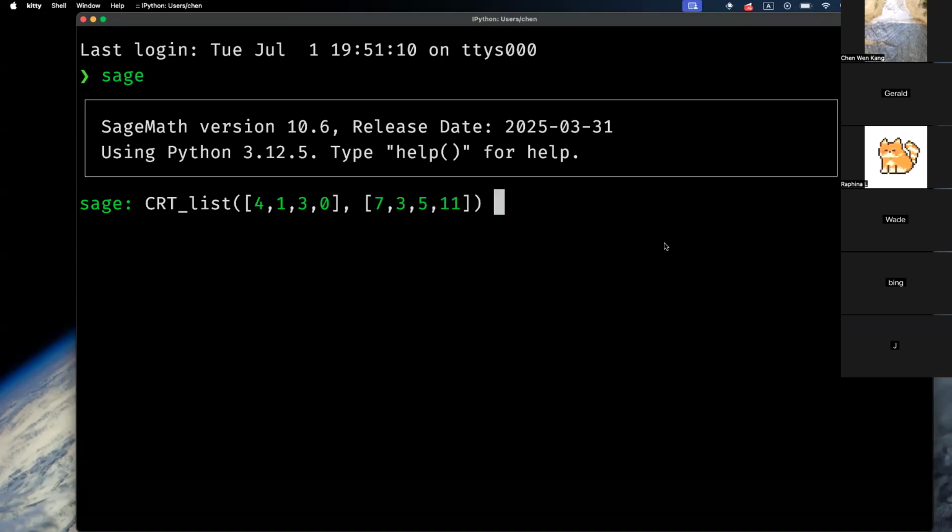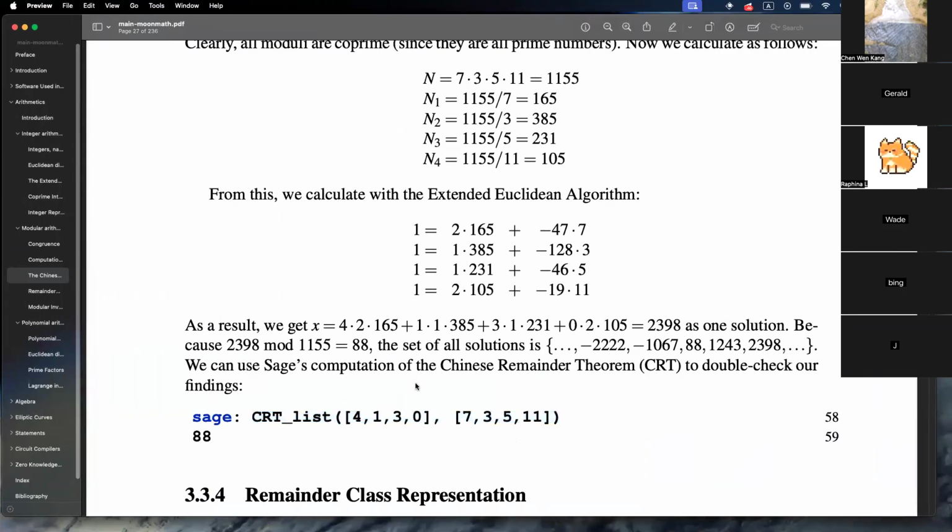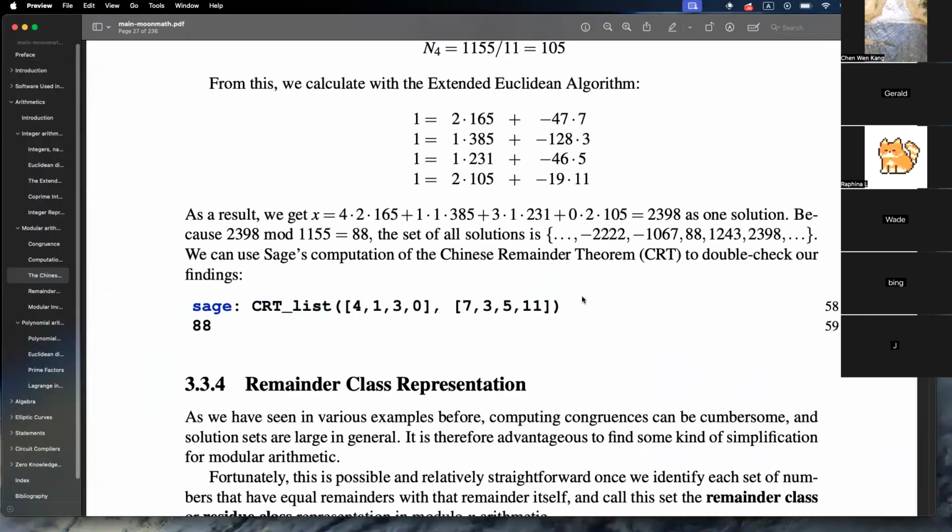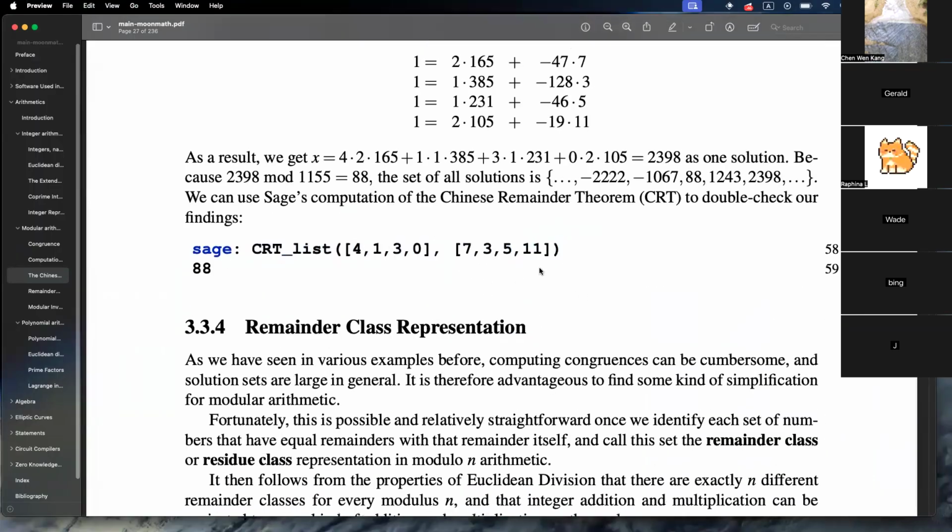Welcome, latecomers, by the way. So yeah, see, this is essentially doing the same thing that we did, but a lot faster. But yeah, follow along if you can, great.